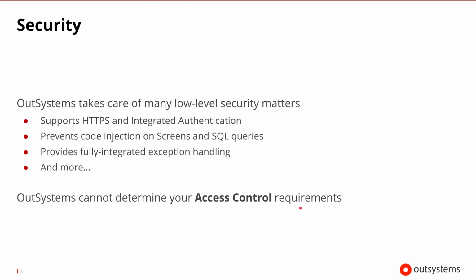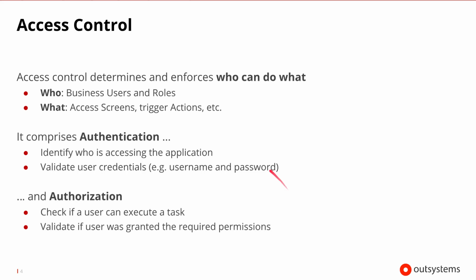So we need to be able to define the elements that will decide who can get to what inside of our applications. So when we think about access control, it's just that. It's trying to determine and enforce who can do what. So the who is going to be the users or groups that we're going to allow to access different types of things, and the what will be which resources, what screens, what screen actions can they trigger. So there's a division between exactly who will do different things.